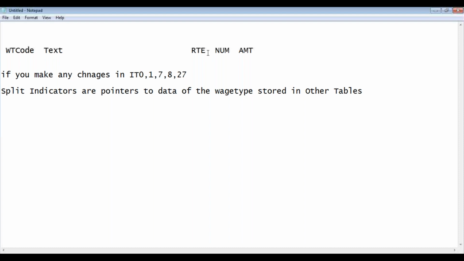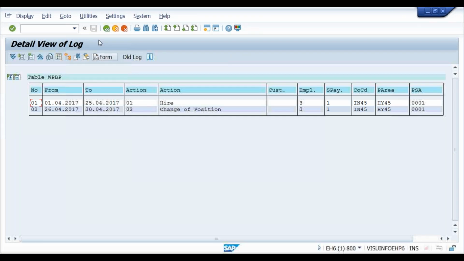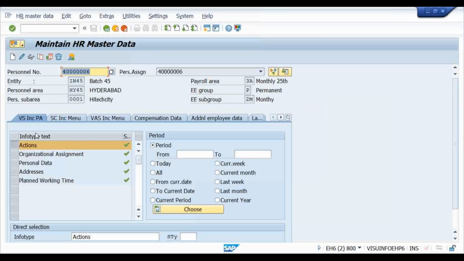So why is this split required? Why is this split required? Let me remove this split also. I'll just tell you why the splits are created. A WPBP split is created.